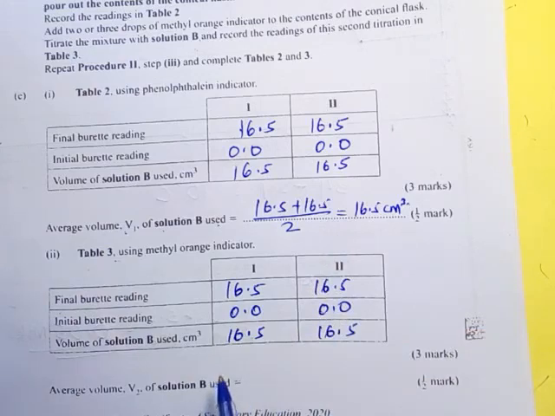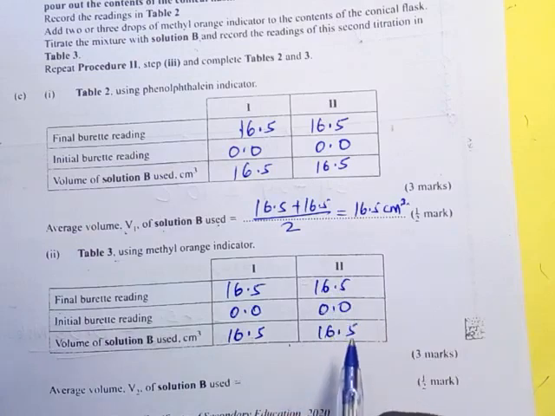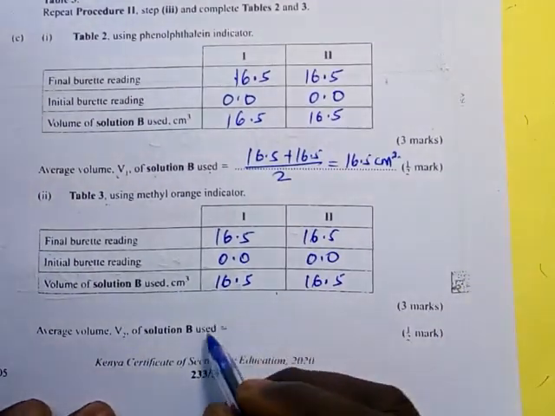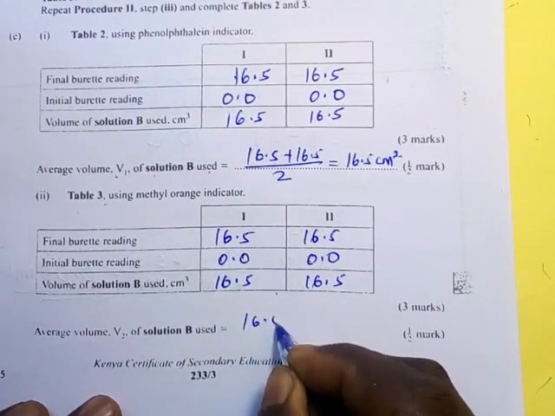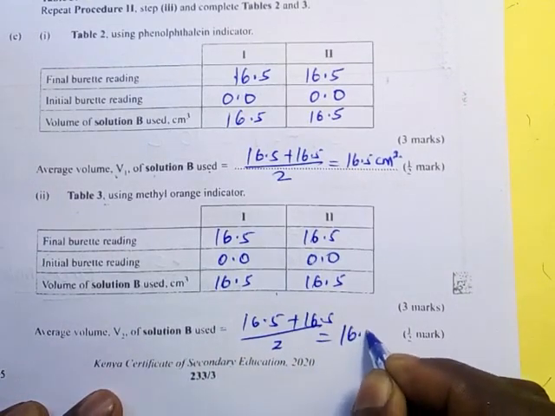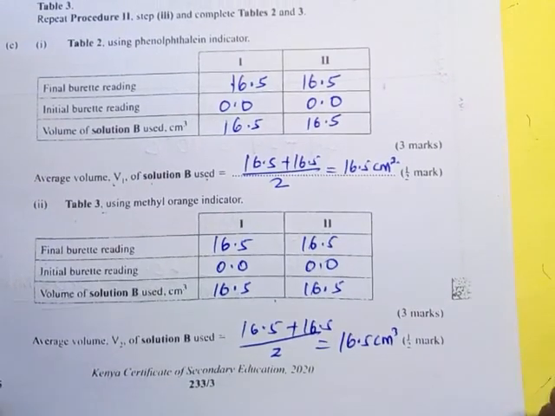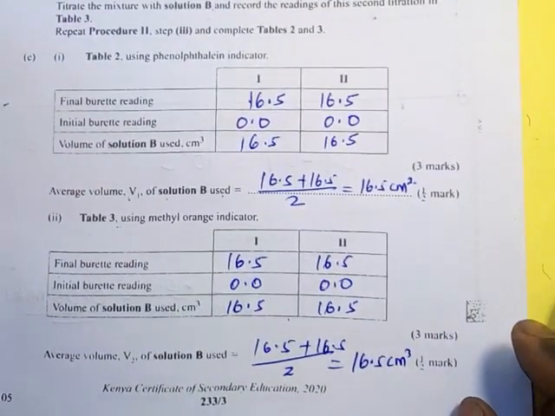But I don't recommend that you don't do the practical, but I'm saying that this value here, the average, doesn't have much. The thing is, do you know how to use that value, the average you have decided to use, correctly, step by step, down the questions? The average here is going to be 16.5 plus 16.5 divided by 2, and we have 16.5 centimeters cube. So this is how the table was. So let us go to the next page and see the questions.